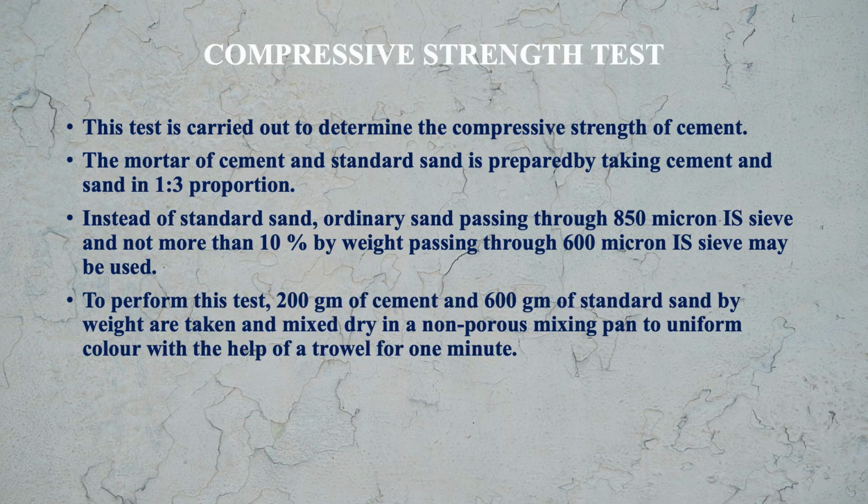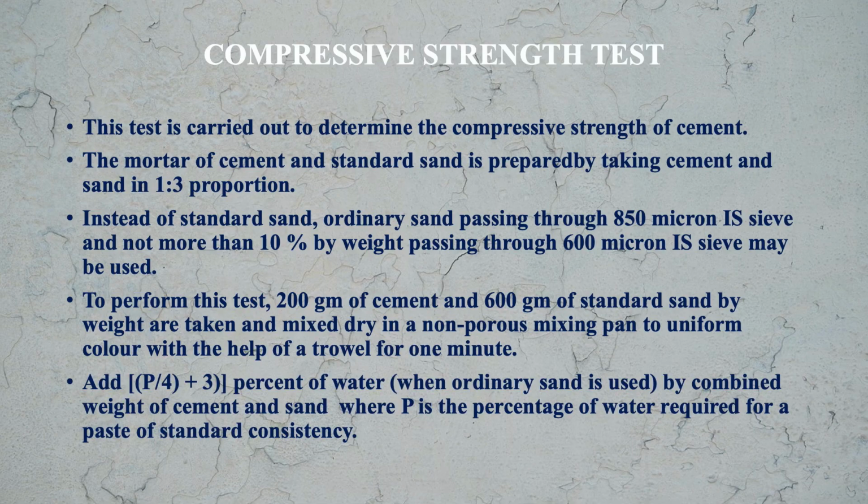To perform this test, 200 gram of cement and 600 gram of standard sand by weight are taken and mixed dry in a non-porous mixing pan to uniform color with the help of a trowel for 1 minute.